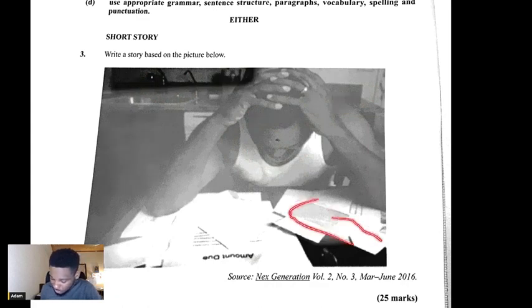So he's in a house. We can see a sink behind him. We see what might be dishes or condiments. I don't know, that looks like a stove. And we see he's stressed. You can see that his hands are on his head, and there are lots of bills. Perhaps it looks like an opened envelope. And here we see amount due.